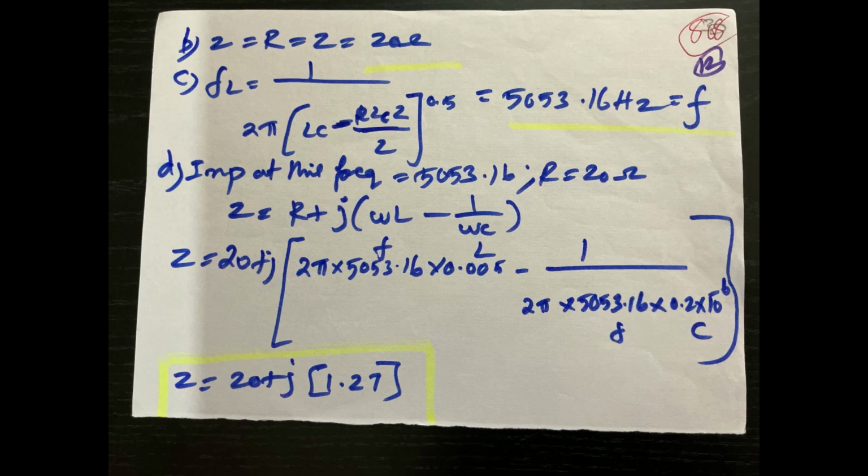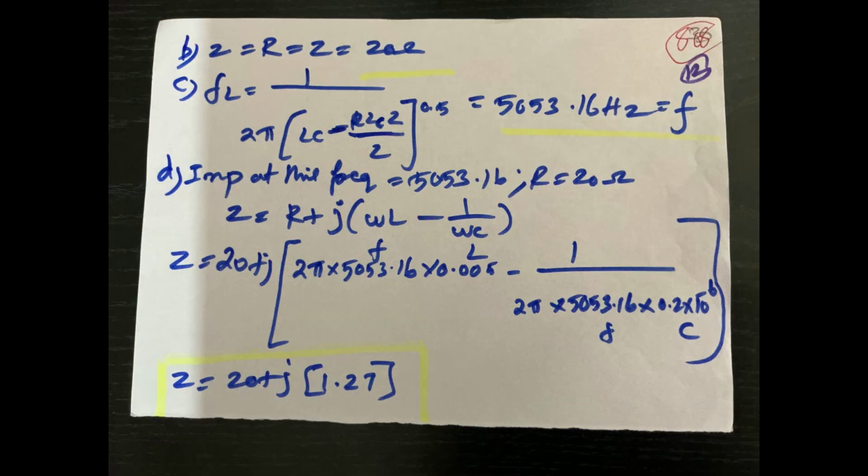Part D. Maximum value of voltage across inductance and the frequency at which this occurs. The impedance at this frequency, 5053.16 Hz, with R equal to 20, uses the impedance formula Z is R plus j times (omega L minus 1 by omega C). Put the values: f is 5053.16, L is 0.005, C is 0.2 microfarad. We find the impedance value is 20 plus j 1.27.